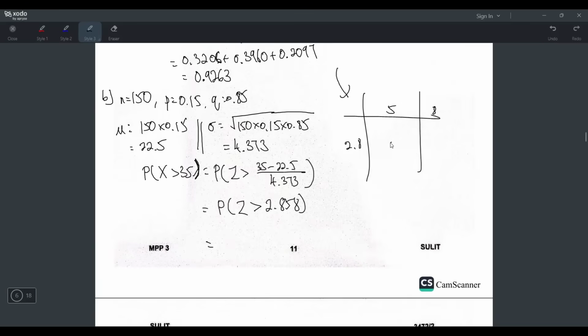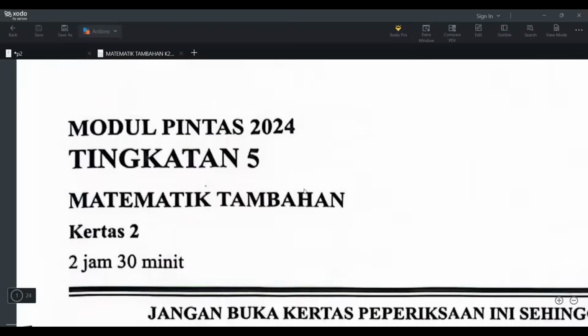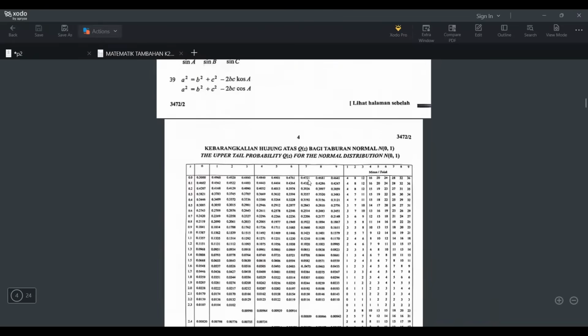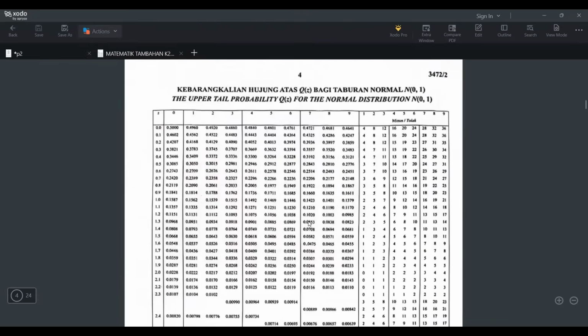Okay, I need this number and this number. I don't think I have the z-score table in this set, so wait for me a bit. I need to open another trial paper, because this trial paper doesn't have the z-score table. So let me just open Set 2 maybe. Okay, hopefully this one has the z-score table. Okay, so I can borrow the z-score table from here.